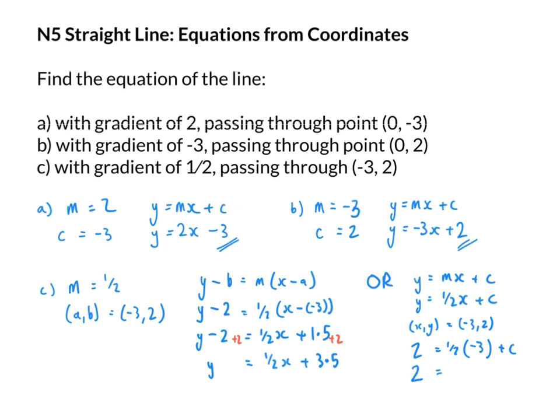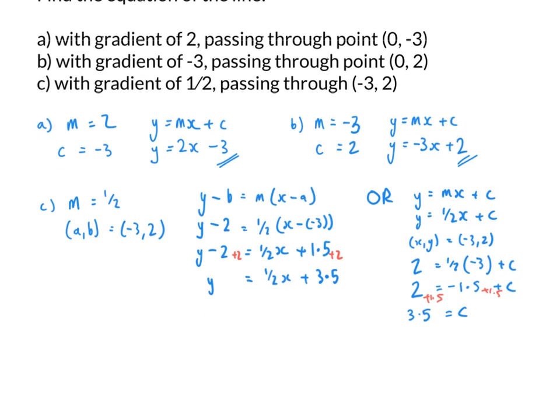2 equals a half of negative 3. Well, that's negative 1.5 plus c. I can add 1.5 to each side, and that will give me the plus c on its own. 3.5 equals c. So this tells me my equation will be y equals a half x, because we already know the gradient, and we have just figured out the y-intercept, plus 3.5.